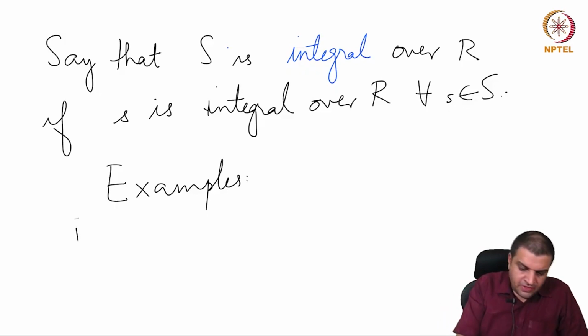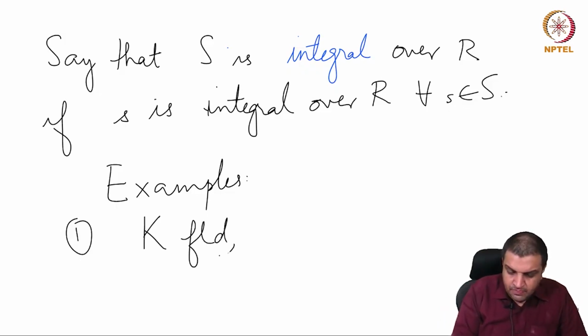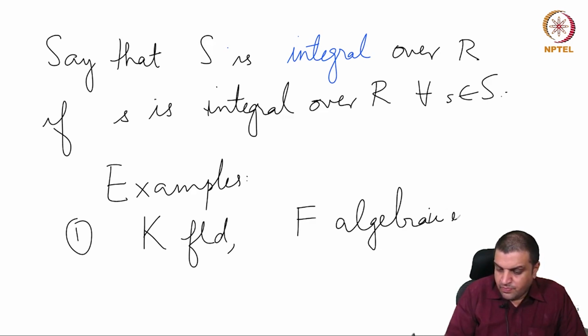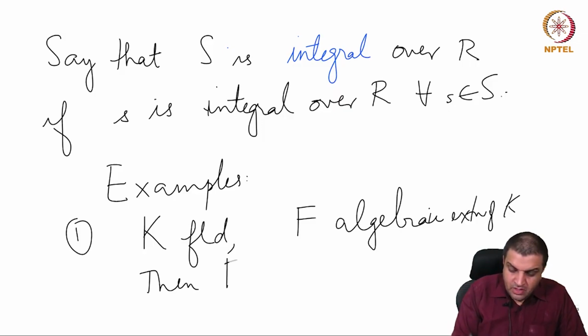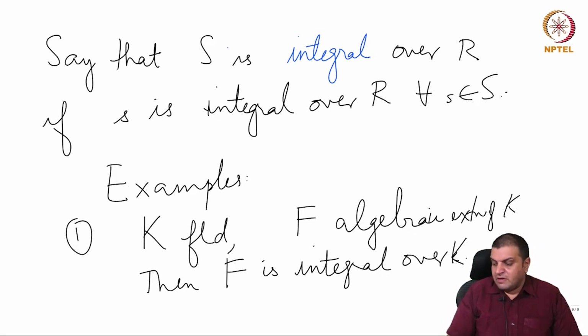Okay. First one, suppose K is a field and F an algebraic extension of K, then every element of F is integral over K. This is nothing different from just algebraic. In this situation, integral means algebraic. There is nothing different. Okay.